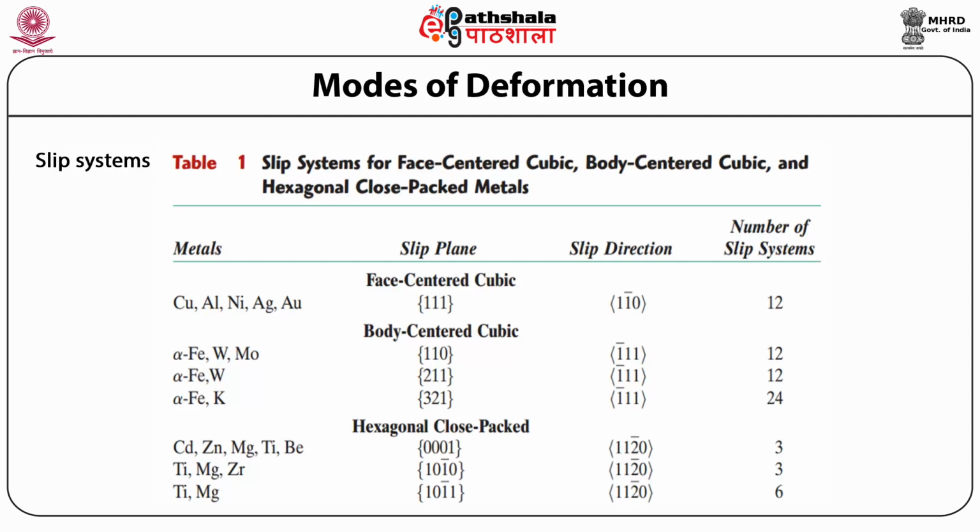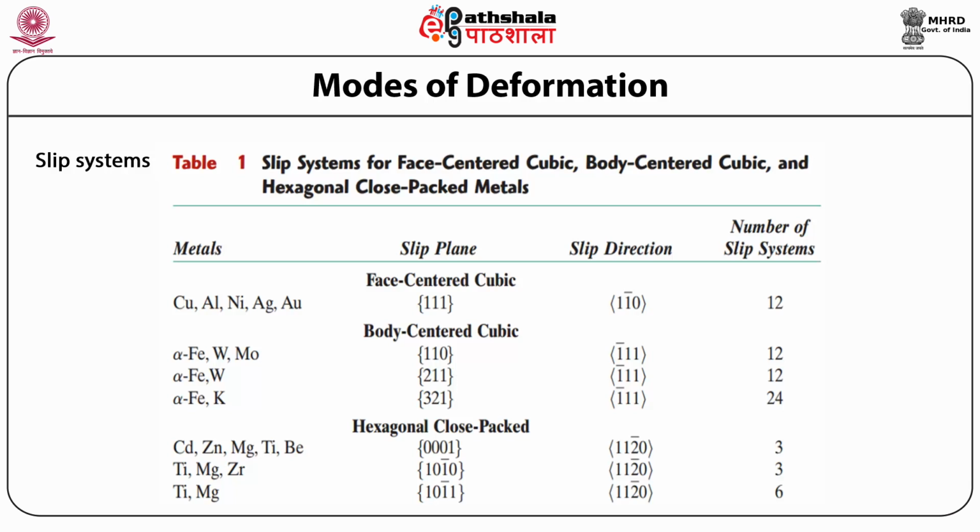In the same category, the second set of metals is alpha iron again, that is alpha Fe, and tungsten, which is denoted by W. Here the slip plane is {2, 1, 1} in the curly brackets. The slip direction is again the same, <1 bar, 1, 1> in the triangular brackets, and the number of slip systems is again 12.